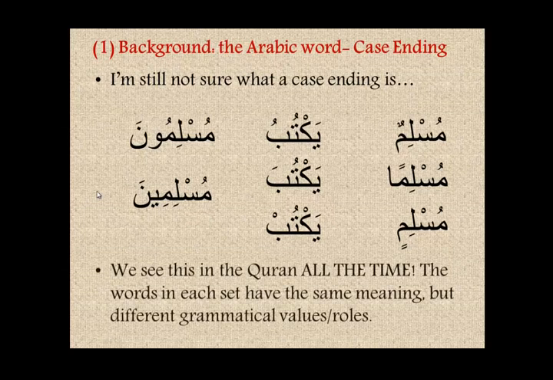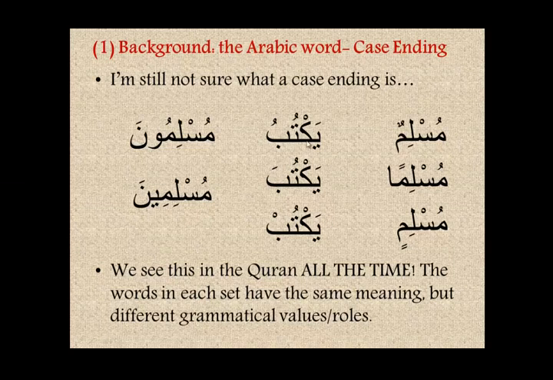Okay, what's going on here? We see this in the Quran all the time. The words in each set have the same meaning, but each word has a different grammatical value and role, and that's what the case ending tells us. Again, Arabic grammar answers such questions as, when is it appropriate for us to say muslimun? When do we say musliman? And when do we say muslimin? And in each particular sentence, there is only one correct answer. It's either yaktubu or yaktuba or yaktub.